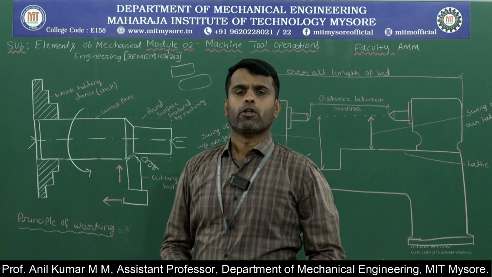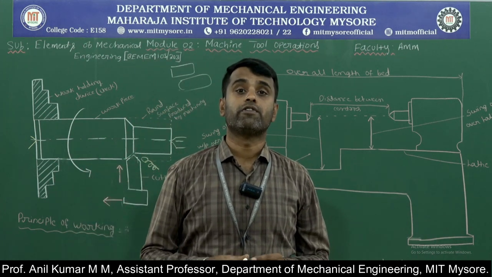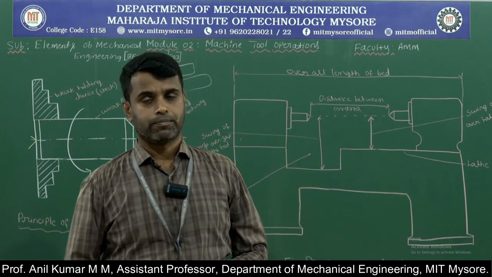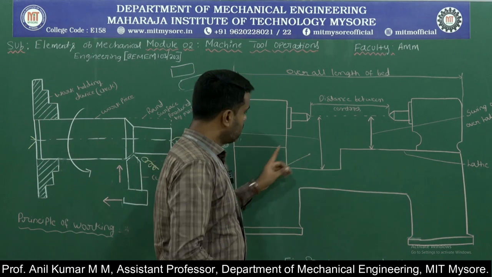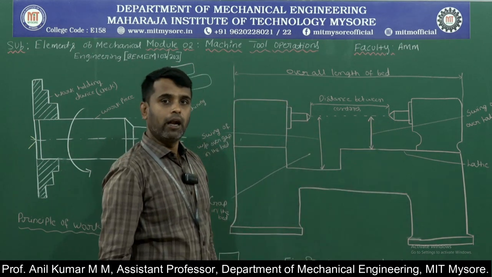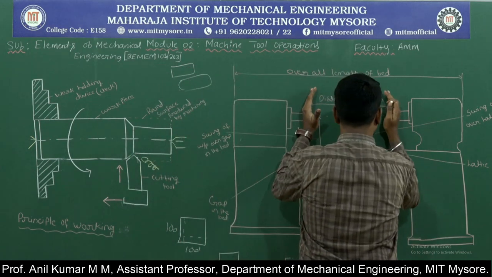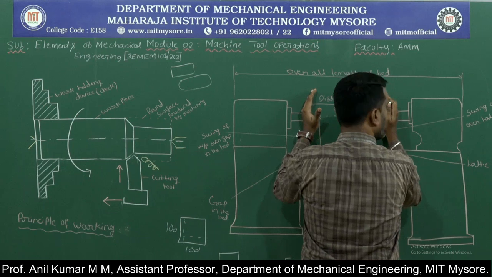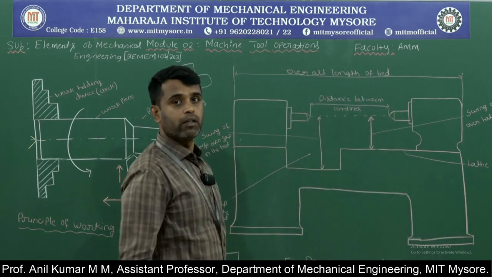Okay, next we will discuss how the lathe machines are specified. What is the specification of the lathe machine? Lathe machines are specified by, one, the maximum length of the workpiece that can be held between the two centers. Maximum means only this much length.